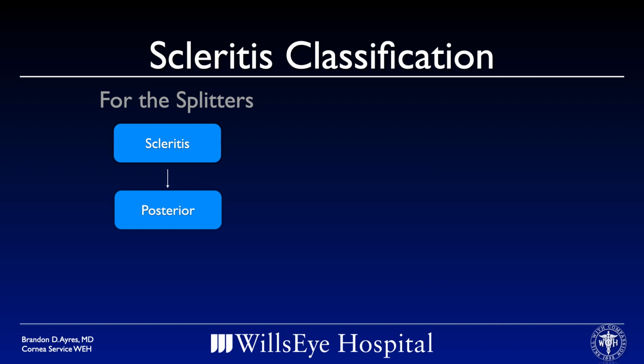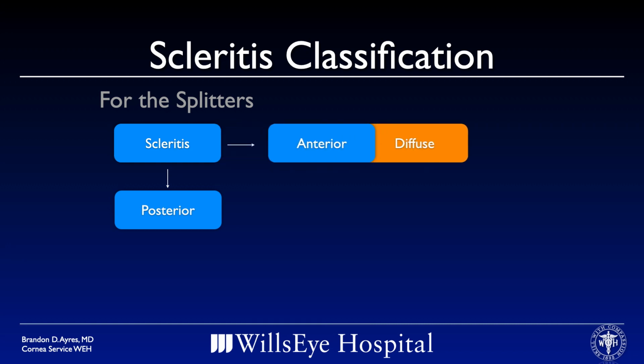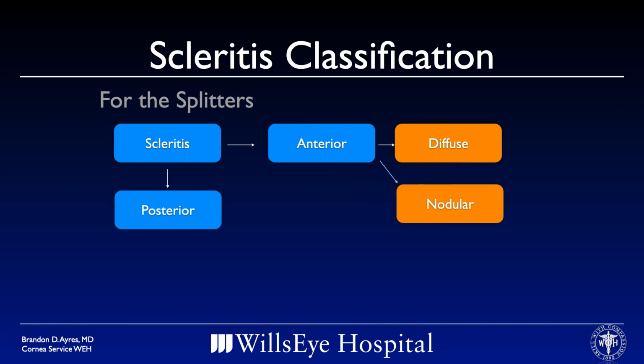Now, scleritis is often split into different classifications, and so for the splitters, we have scleritis, and that can be divided into anterior and posterior scleritis. And in the anterior world, you've got diffuse, nodular, and necrotizing. So those are three different forms. We're not going to talk much about posterior scleritis today, as I am a cornea specialist and I don't do posterior work.